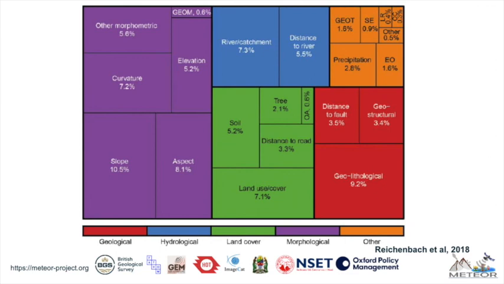Now, the thematic data was grouped by 5 different types: geological, hydrological, land cover, morphological, and other different types. This really gives you a feel for the diversity of factors which have been included in many susceptibility maps, but also the common themes and the common landslide thematic data which has been used. So we can see here that slope and geological, lithological factors are by far the most common, as you would expect, and then also we have things like aspect, land cover, curvature, elevation as well.